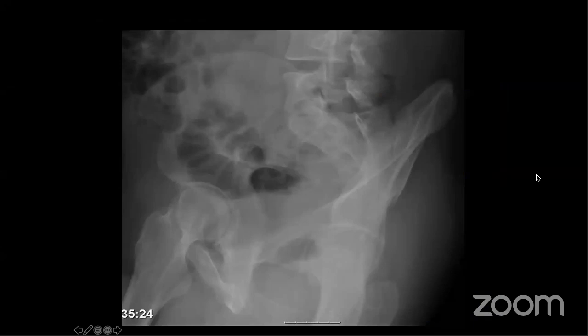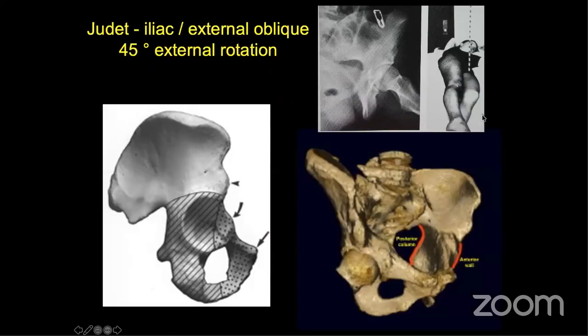So this is an X-ray of an internal oblique Judet view of the left acetabulum. And correspondingly, you will see that the right acetabulum gives you an external oblique Judet view. So it's important to include both hip joints when you obtain Judet views.